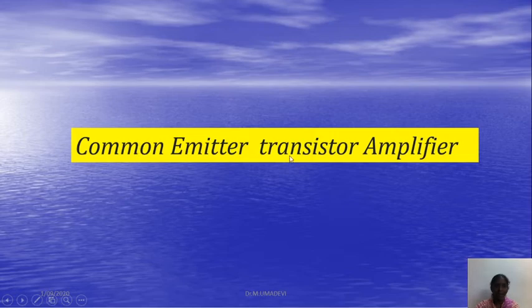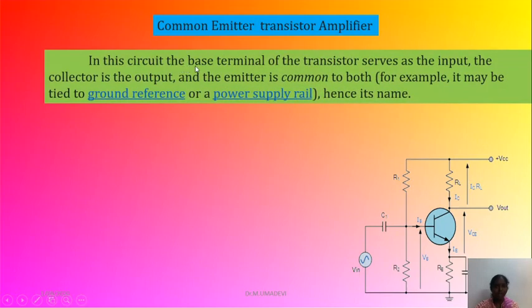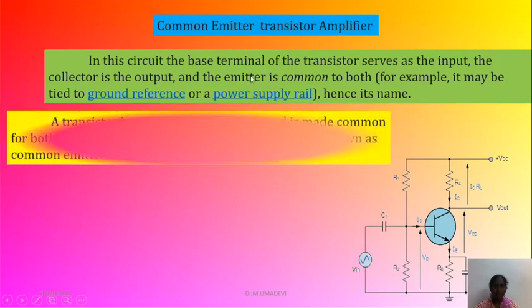Next I will move to the common emitter transistor amplifier. So what is a common emitter transistor amplifier? This is a circuit for the common emitter transistor amplifier. Common means it is common for both the input and output. Here the input is the base, the output is the collector. In this circuit, the base terminal of the transistor serves as the input, the collector is the output, whereas the emitter is common to both. For example, it may be tied to ground reference and power supply. Hence it has the name common. So this is about the common emitter transistor amplifier.